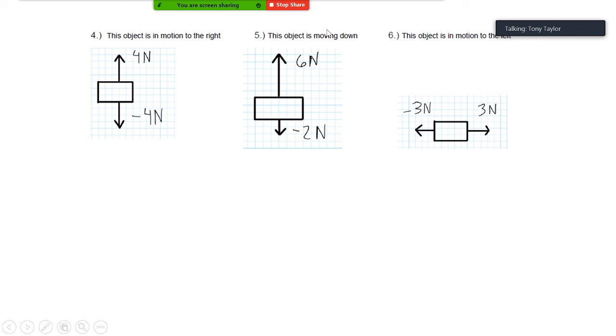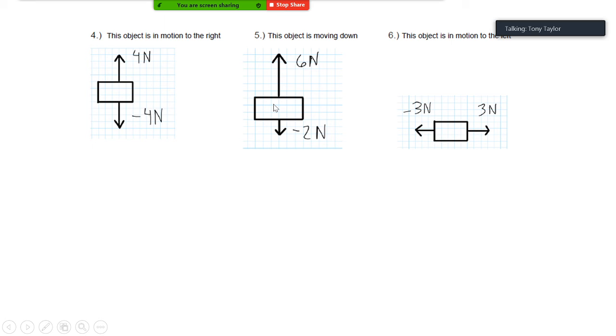Number 5 says this object is moving down. It's moving in the negative direction. So guys, it's moving in the negative direction, but notice which force is dominant. Notice the positive force here is dominant. So remember what I said before.